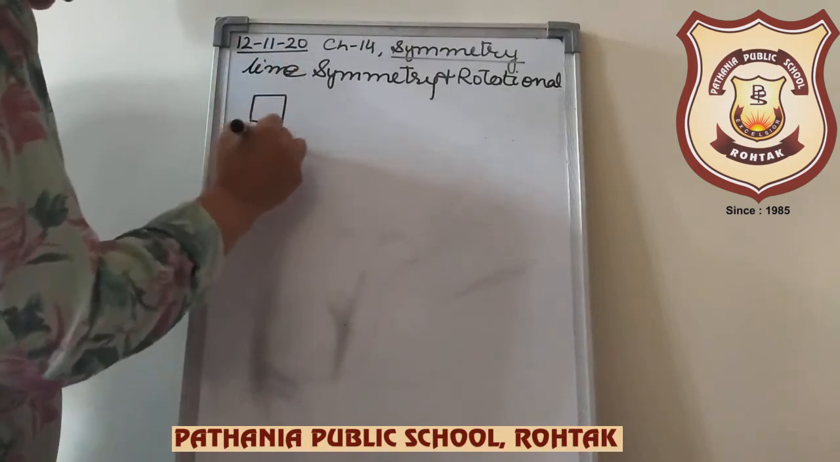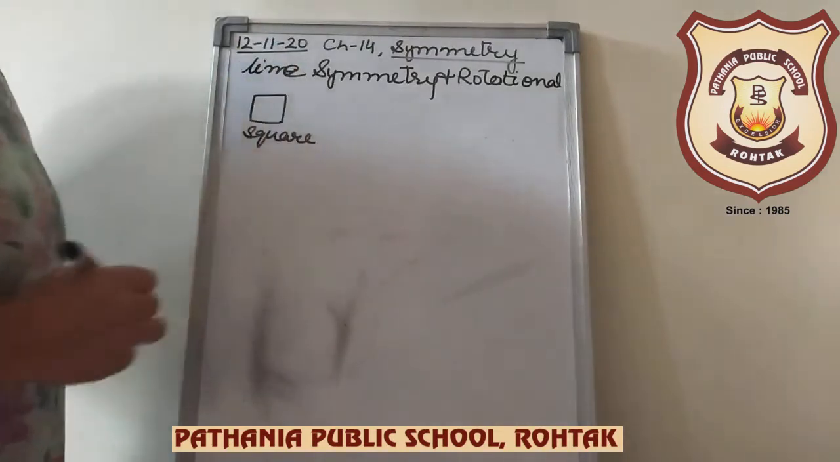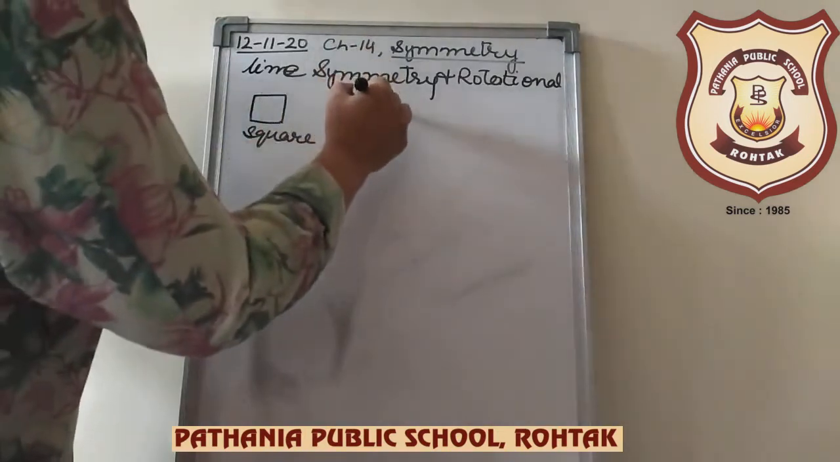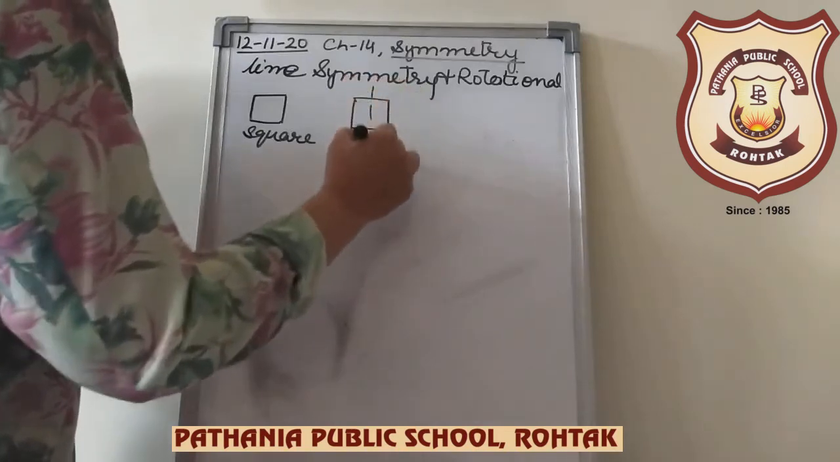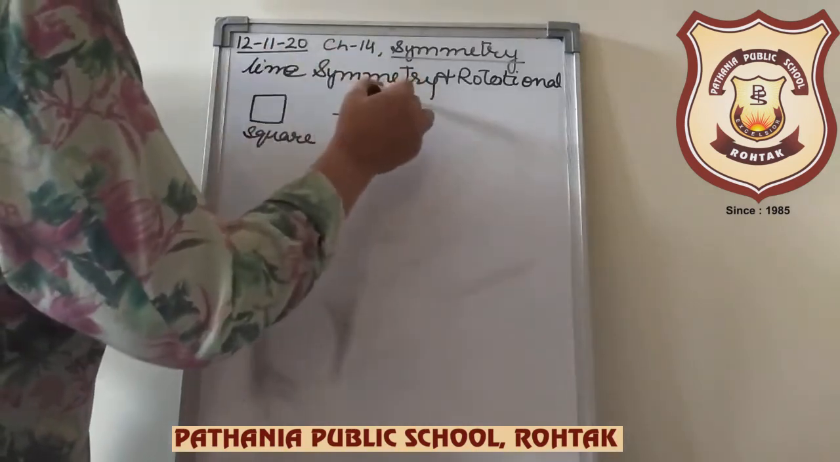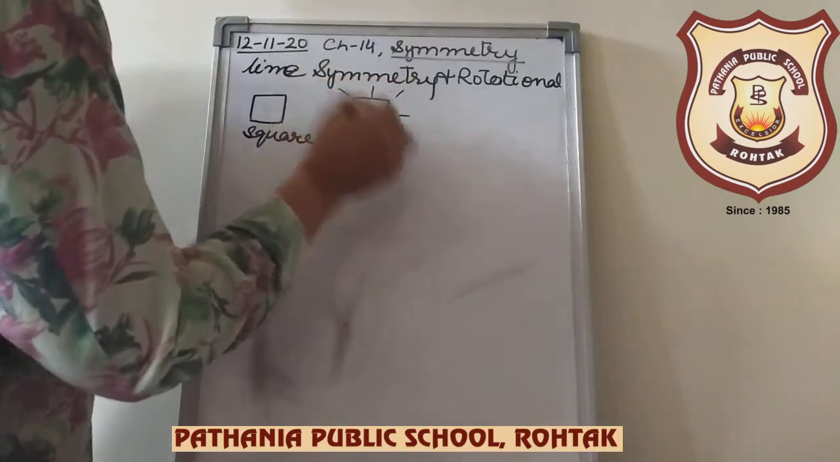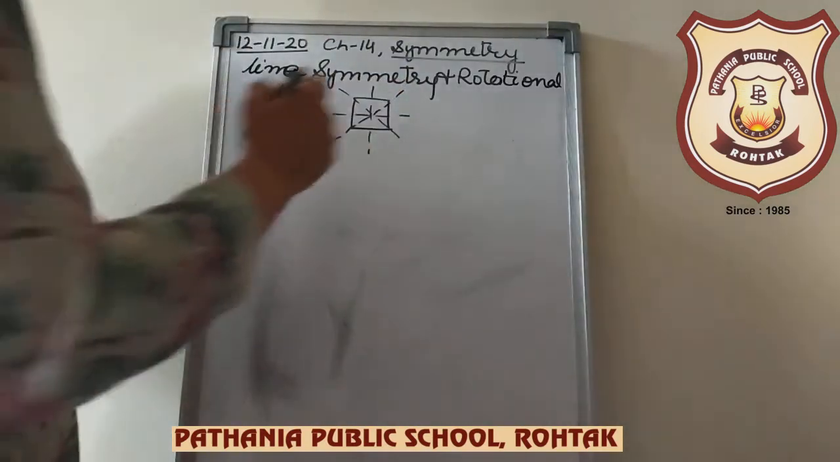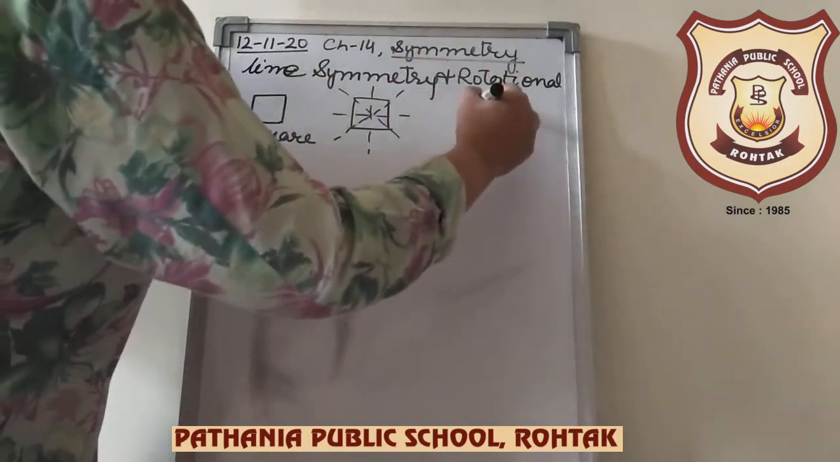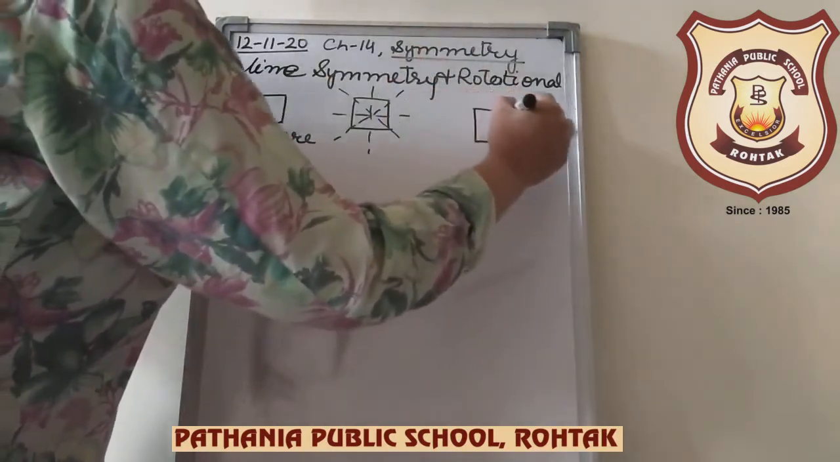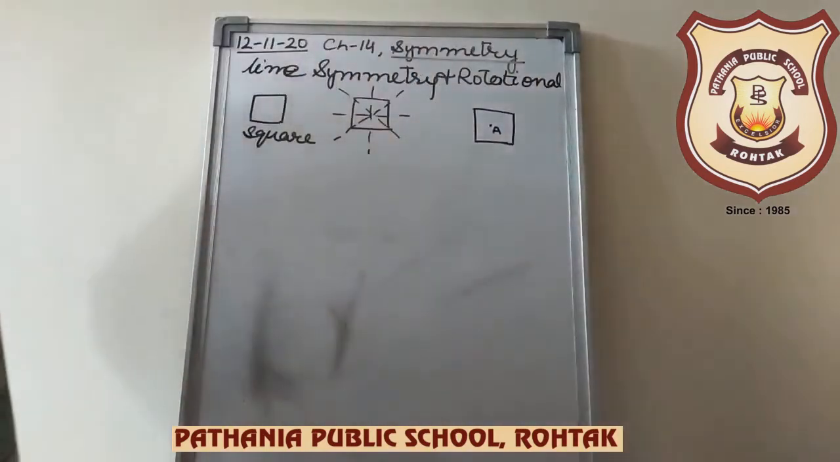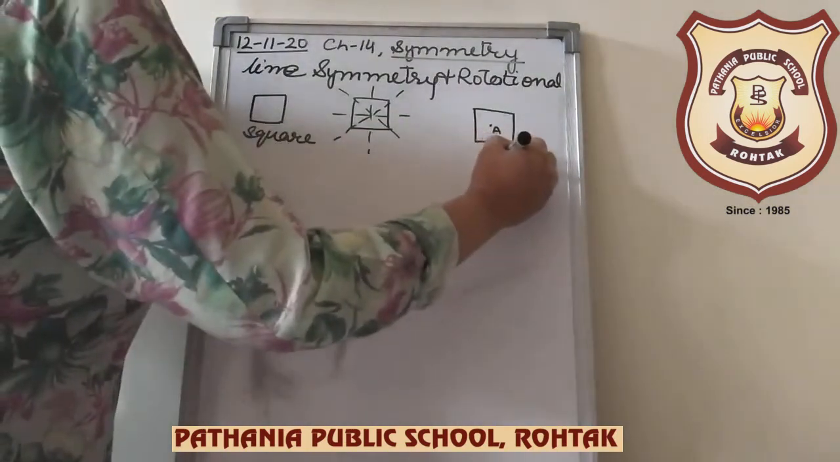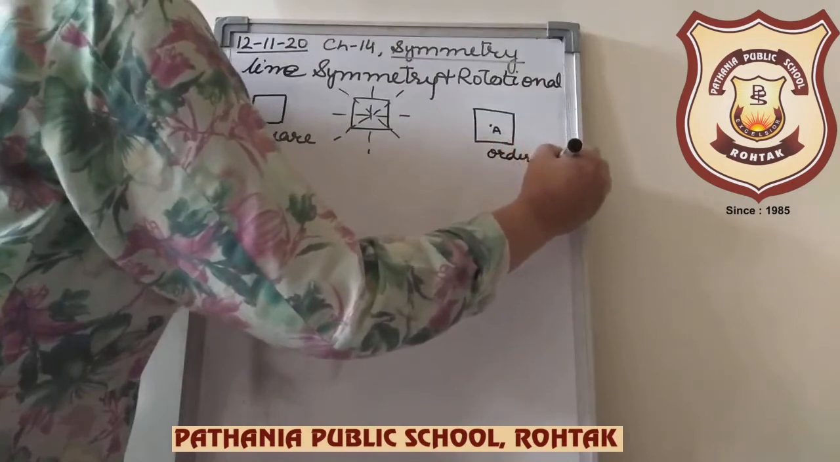this is a square, I'll draw it here. It has line symmetry, vertical, horizontal as well as diagonal. Okay, and rotational symmetry. If you have to move this square around the point A, the order is going to be 4.